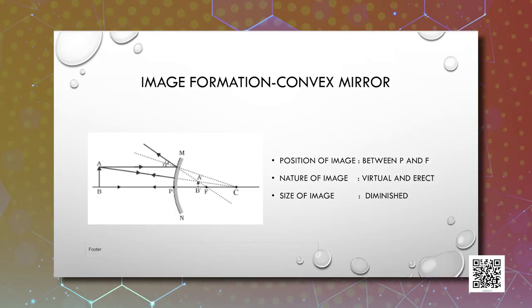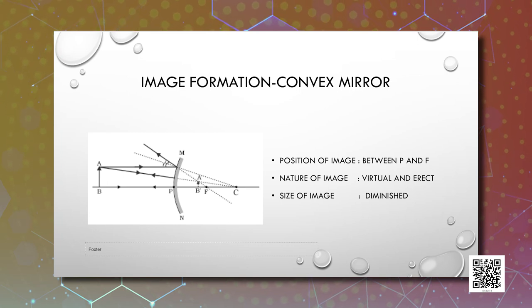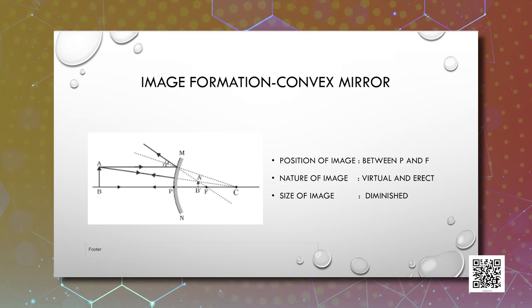Now, we will discuss the images formed by convex mirrors. We can notice that since the focus and the center of curvature lie behind the mirror, there can be only two cases. First, when the object is at infinity, and second, when the object is not at infinity. As you could see in the figure, the object at infinity is represented by a beam of parallel rays appearing to converge at focus, forming a virtual, erect, and diminished image.